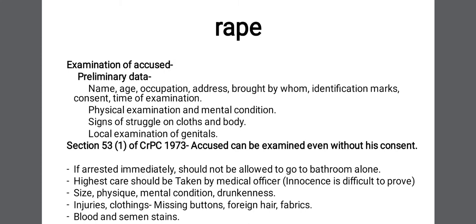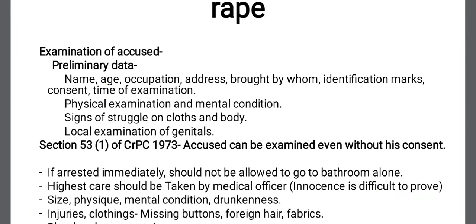Now according to section 53(1) of criminal penal code, 1973, accused can be examined or suspected can be examined even without his consent. If the police has brought that person to the hospital for medical examination, even that person is not willing to undergo examination, according to section 53 subsection 1 of criminal penal code 1973, the person can be examined even without his consent. What we have mentioned here, the consent, just in the above point, the consent of the accused should also be taken. But in cases if that person has been brought with the police, by applying the section 53 subsection 1, the accused can be examined even without his consent.